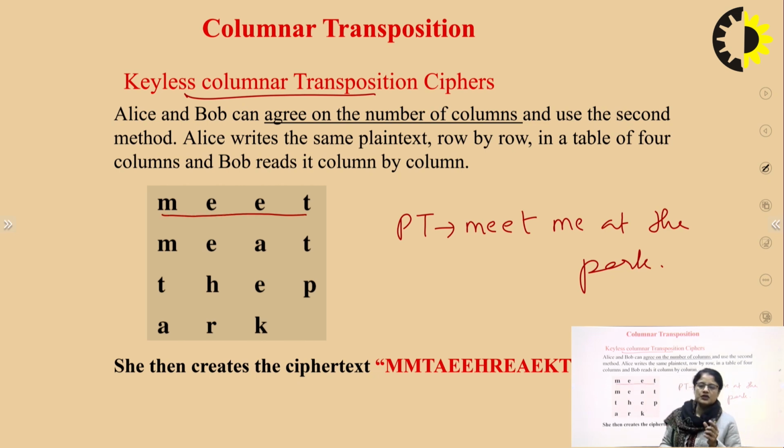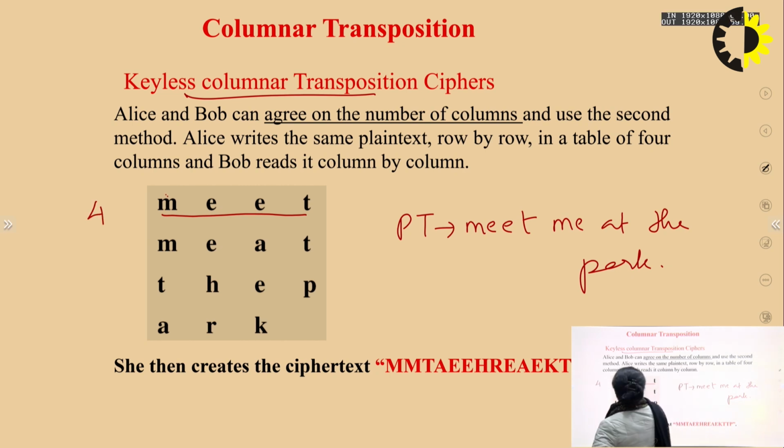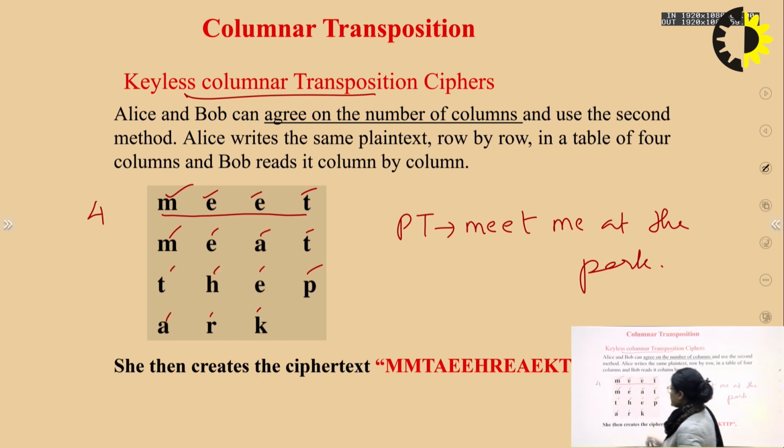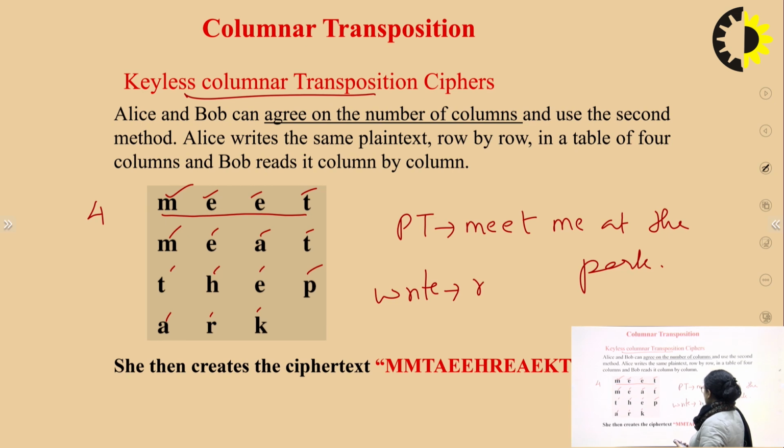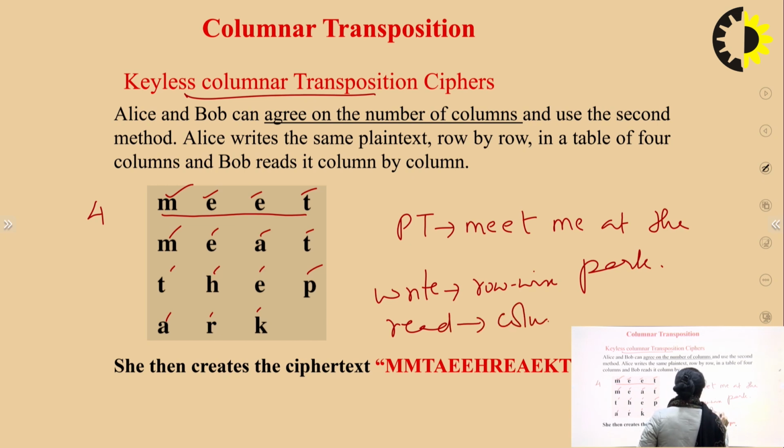In this case, we are assuming that the size of the row, or rather the number of columns, is 4. That means in each row you write four letters of "meet me at the park." Once the letters are placed, we read the letters from this matrix column wise. That means we are writing in this matrix row wise during encryption, and when retrieving, we go column wise.